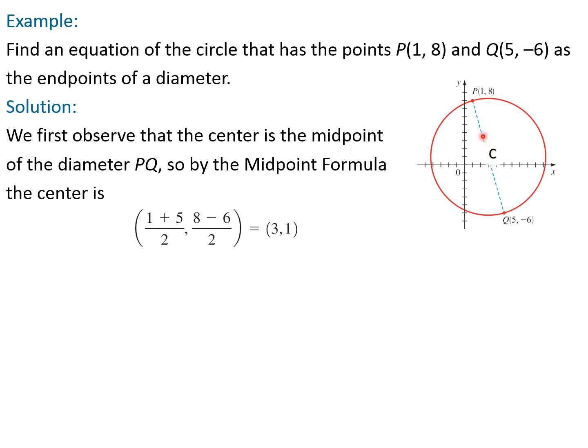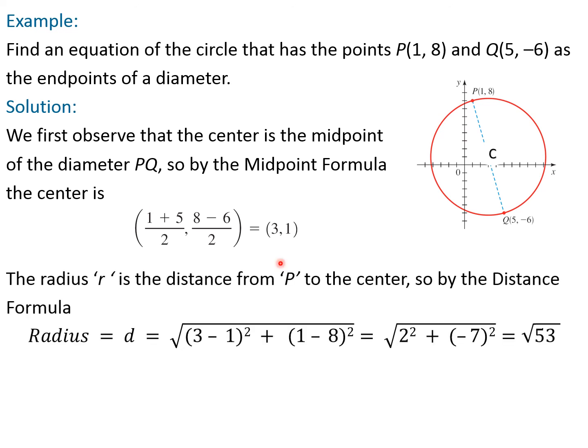Now to find the radius, we can calculate the distance of PC or QC. In this example, I have calculated the distance of PC. And how to calculate the distance? Assume 1 and 8 as x1, y1, and 3 and 1 as x2, y2. 3 minus 1, 1 minus 8. Simplify it and you will get root 53.